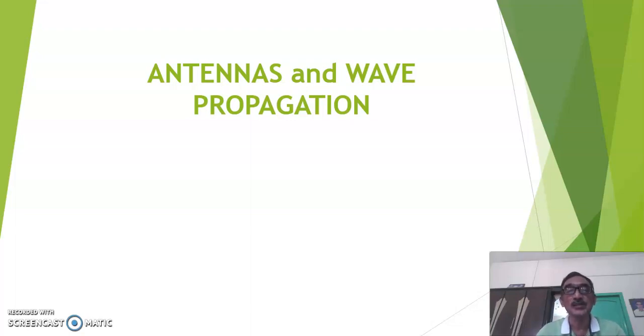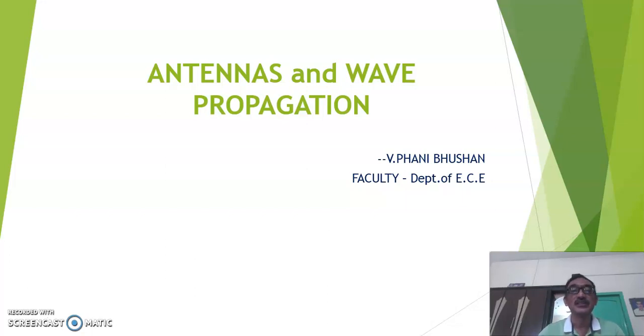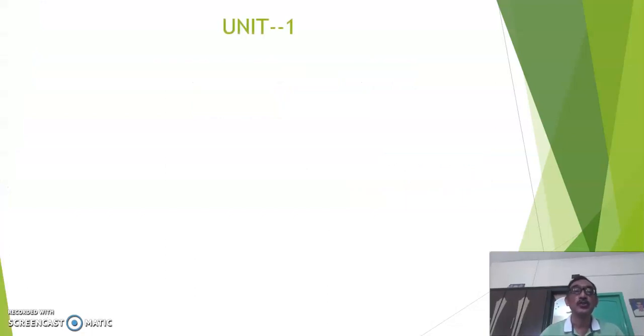Now our subject is antennas and wave propagation. That means we are going to study different types of antennas, their parameters, and how an electromagnetic wave propagates in the medium when it is excited by an antenna. All these things we are going to study. As the first lecture, I am going to introduce you to the unit 1 contents of the subject.